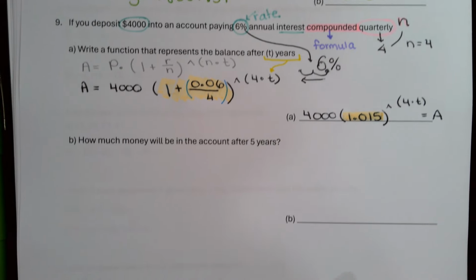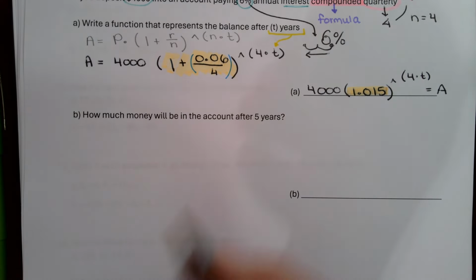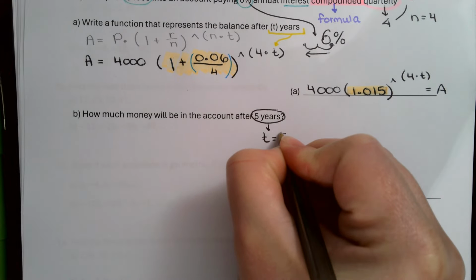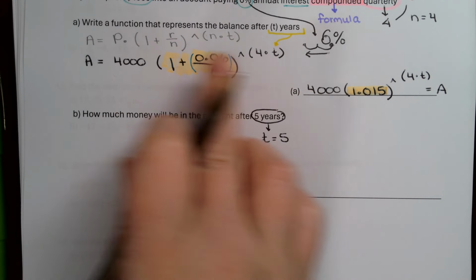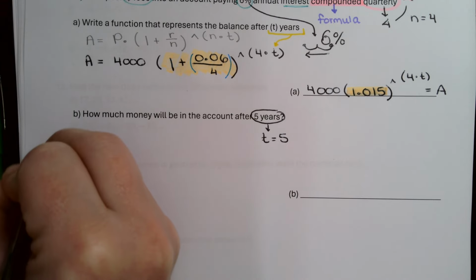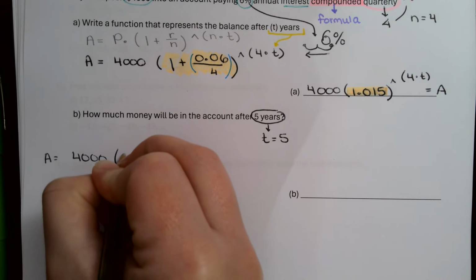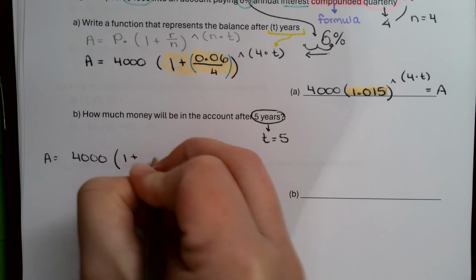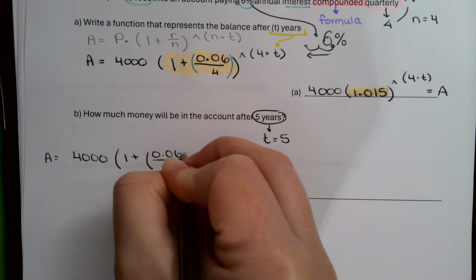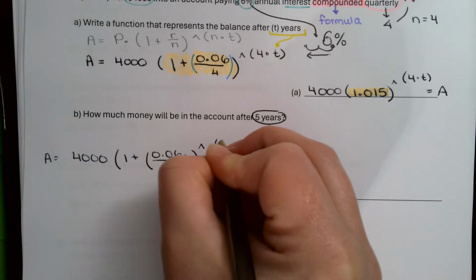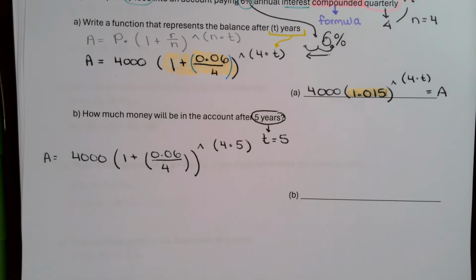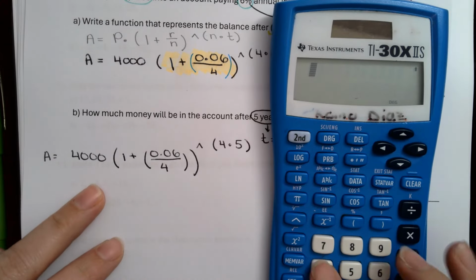Okay, so what are they asking us to solve? Well, they're asking us to evaluate after 5 years. So that means our t is now 5. Now you have a choice to make. You can either use this unsimplified one or you can use your answer from the previous question. Either way, we are taking our $4,000 and putting it into an account with a 6% interest rate, compounded 4 times a year, quarterly, for 5 years. If you use this unsimplified version, it's fine. As long as you have your extra parentheses, you're going to get the right answer.